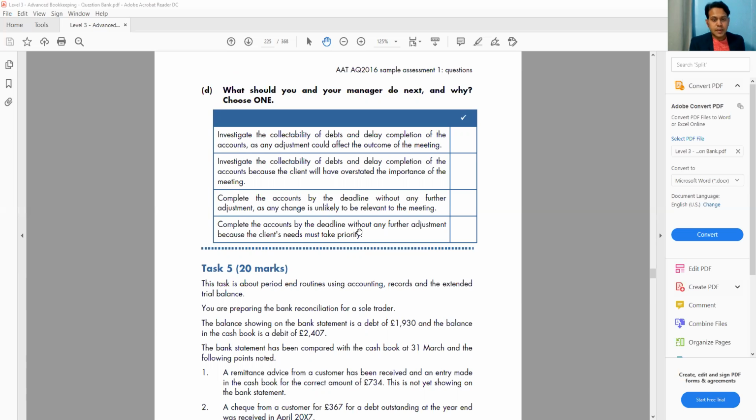Complete the accounts by the deadline without any further adjustment, because the client must keep the priority. So we said don't worry about the adjustment because you have to make your client happy. So just submit the account. You don't have to worry about any adjustment.